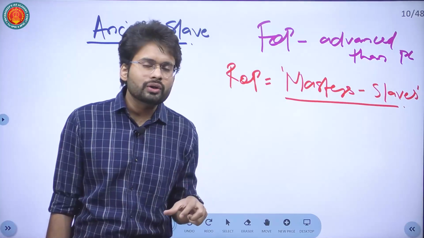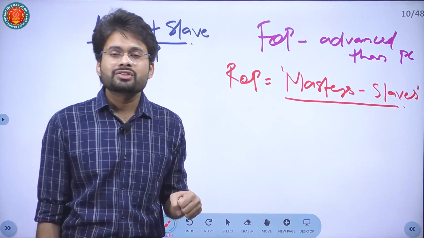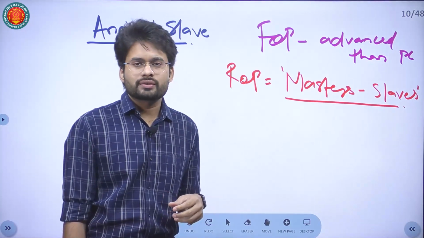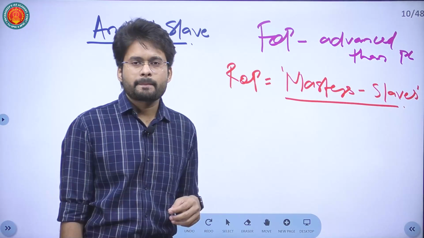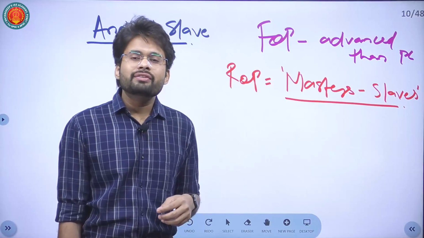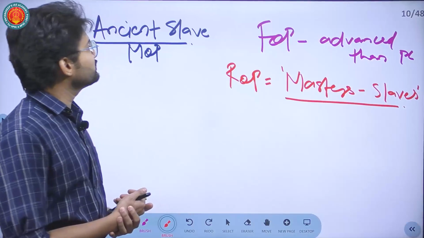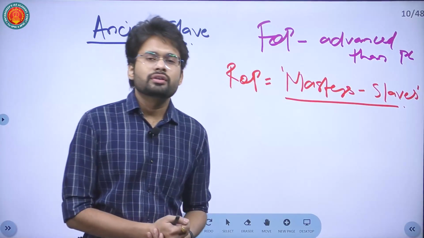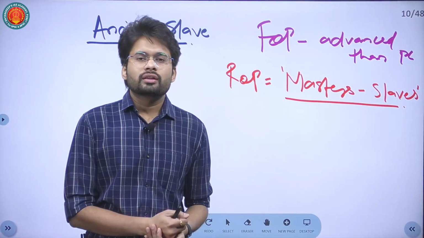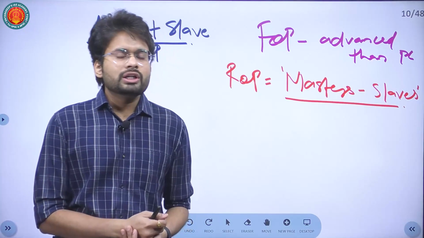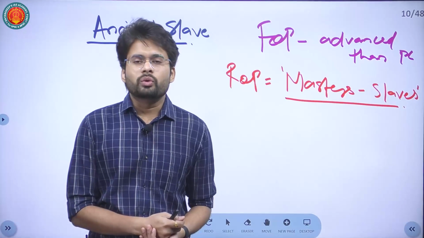Masters are now controlling certain things in society. Masters are now owning certain material conditions. Right? And with the advancement and after reaching the peak in the ancient slave mode of production, the factors of production will be developing more and more.